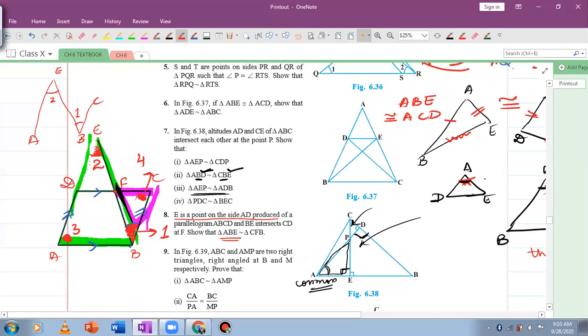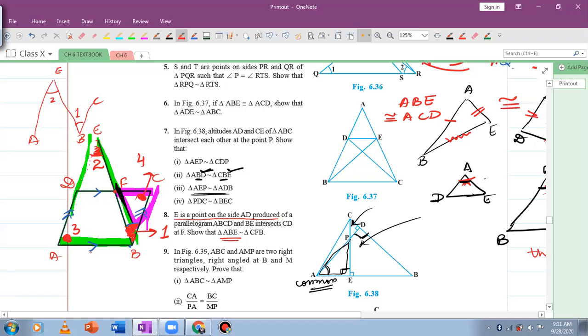Can anyone tell me why would angle 3 be equal to angle 4? It's a parallelogram. Angle opposite to equal sides are equal. No, it's a parallelogram. What can you say about opposite angles of a parallelogram? That's correct. These are the opposite angles of a parallelogram. Opposite angles of a parallelogram are equal.